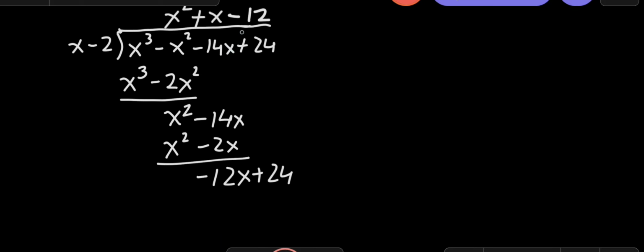And so we have now negative 12 multiplied by x and negative 2, which gives us negative 12x plus 24, because negative 12 times negative 2 is positive 24. So once again, we have negative 12x plus 24. And when we subtract, you see the remainder is 0, right? There's nothing else to carry down.